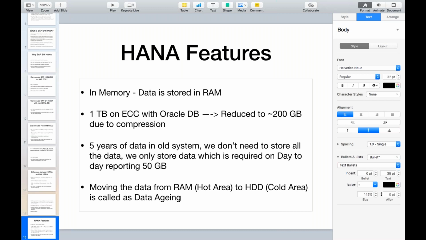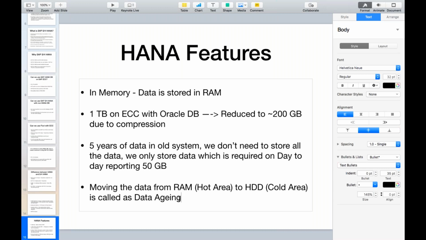Okay. So what we understood is what is in-memory. In-memory means storing the data directly in RAM. This functionality was not available in the previous databases that SAP was using, right? Even in the SAP HANA database, it is very much possible to store the data in hard disk. So in-memory computing doesn't only mean the data will be stored on RAM. In-memory means data can be stored in RAM in addition to hard disk, right?